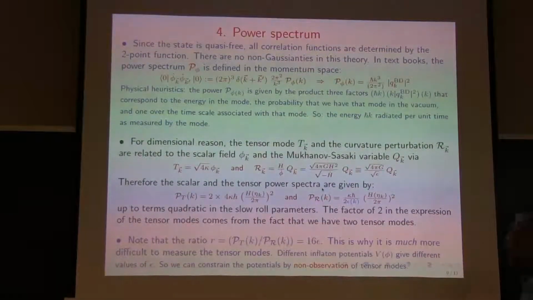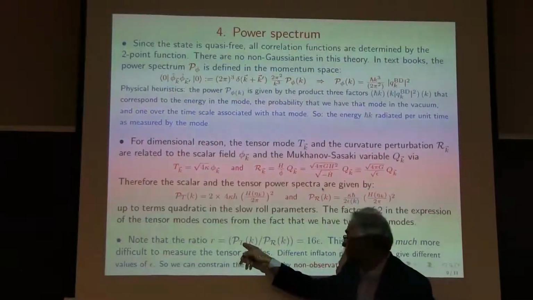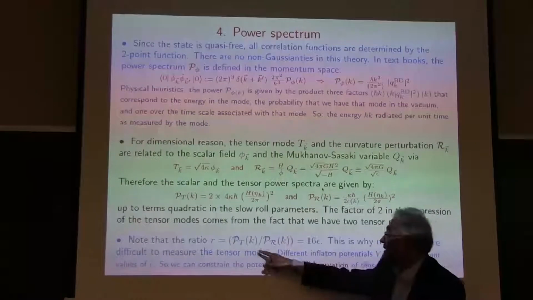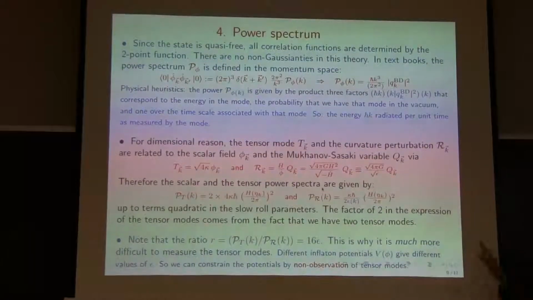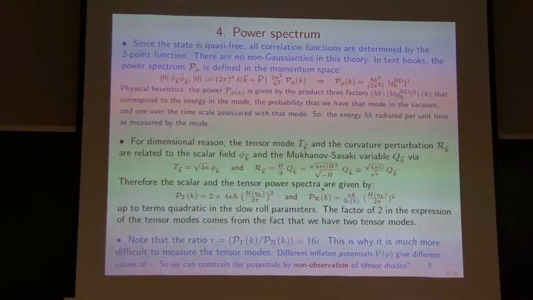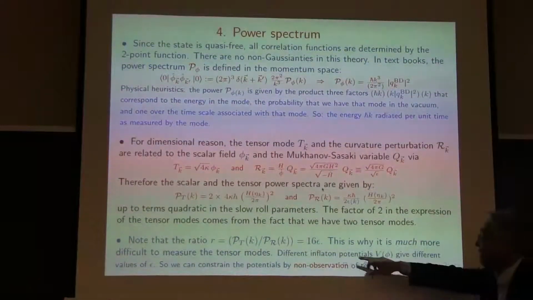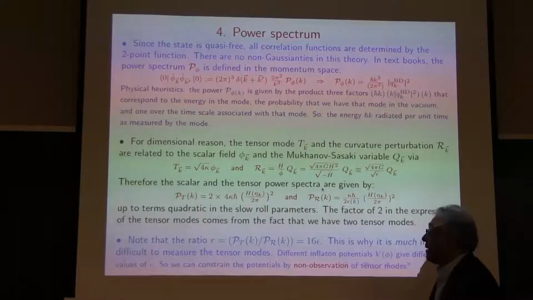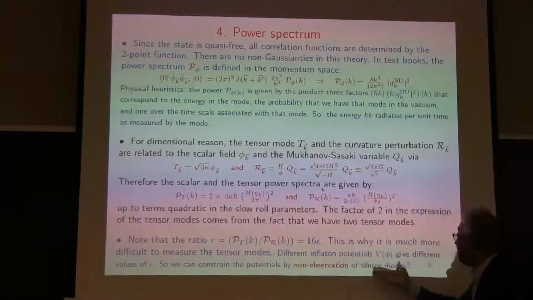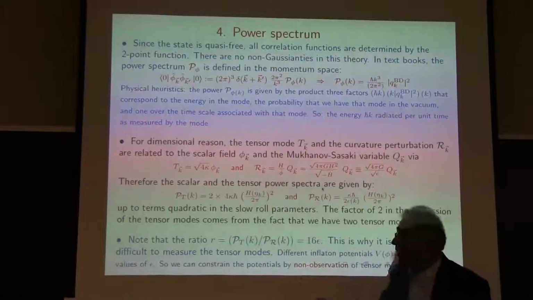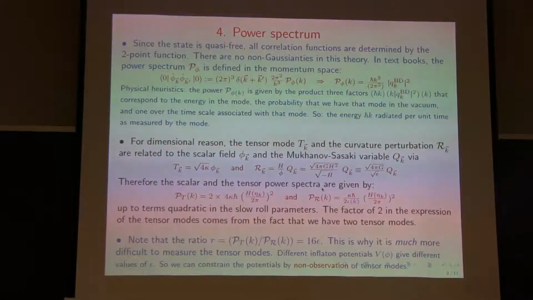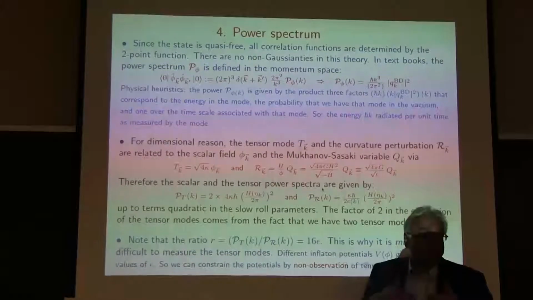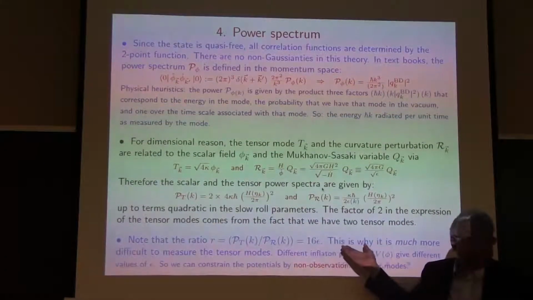That is the reason why the tensor to scalar ratio has a factor of epsilon. Therefore, with respect to the scalar modes, the tensor power is suppressed by a factor of about 16 epsilon if you just put all the factors together. And that is why it is so much more difficult to measure the tensor modes. Different inflaton potentials will give different values of this epsilon, and so we can constrain the potentials by non-observation of tensor modes. If a particular potential gives you epsilon to be only 1/10, for example, or only 1/5, then we should have seen the tensor modes. The fact that we don't see those tensor modes means that potential cannot be there.